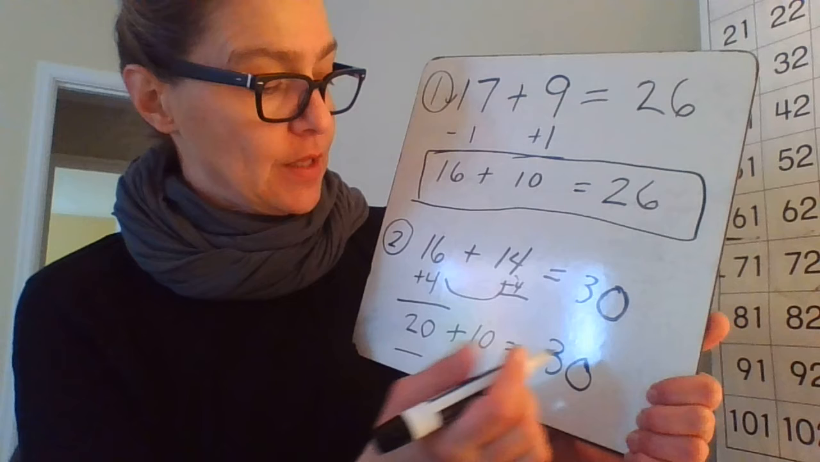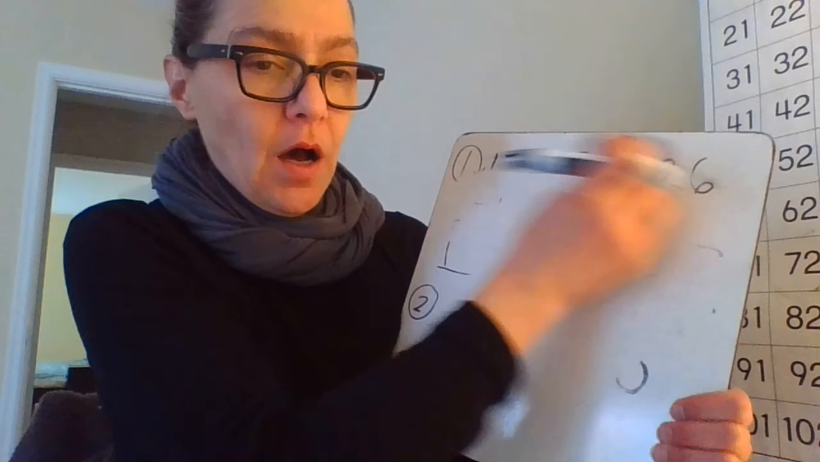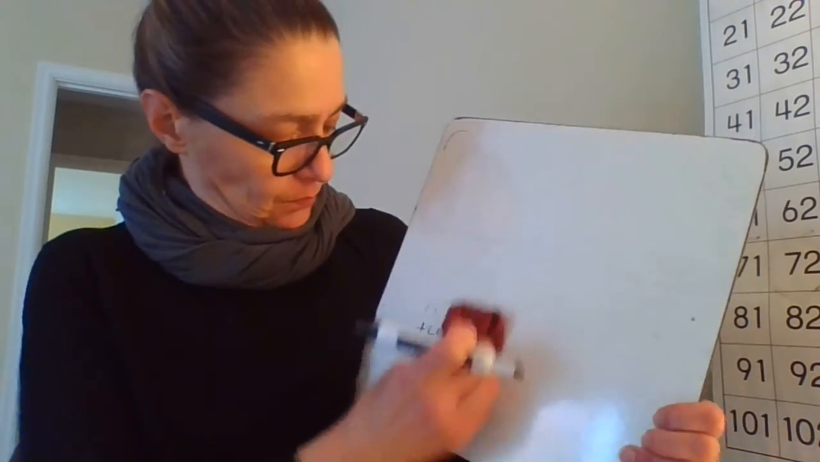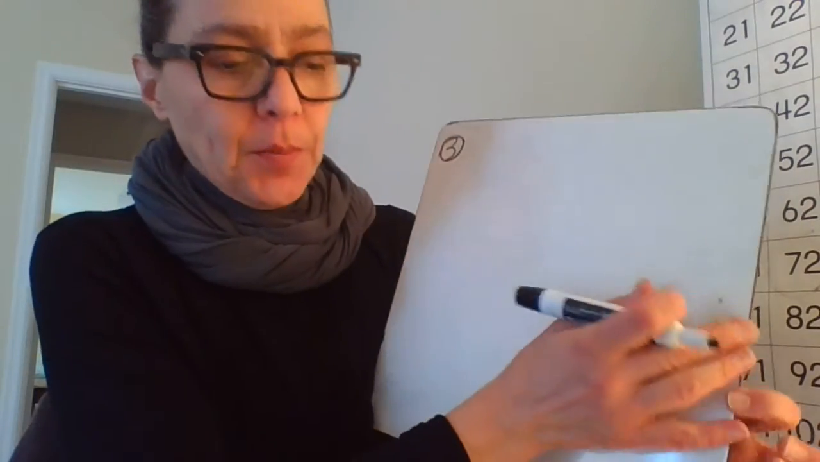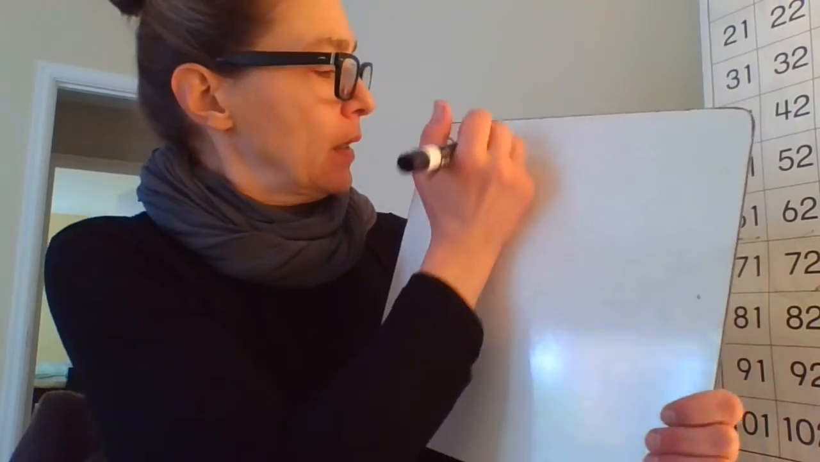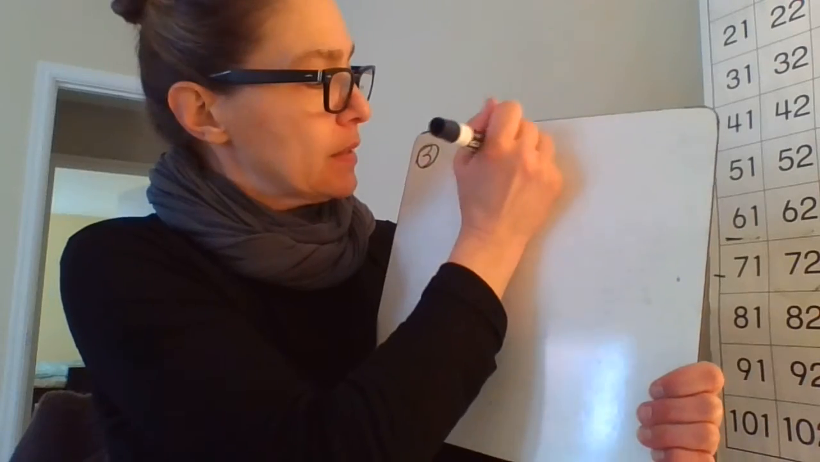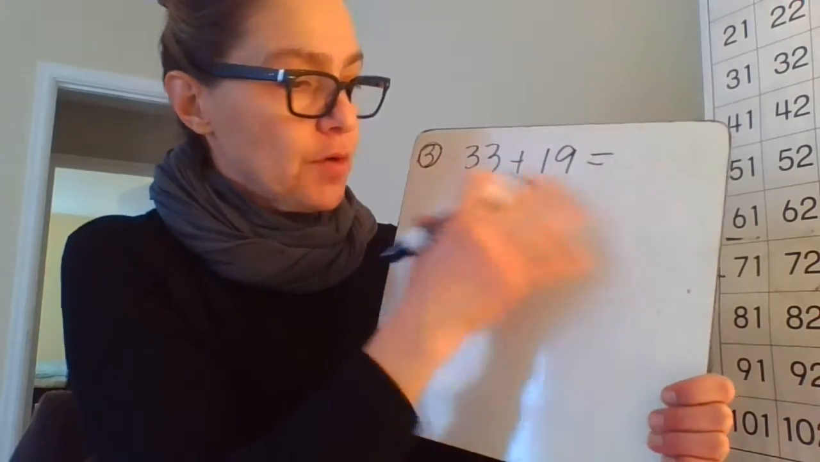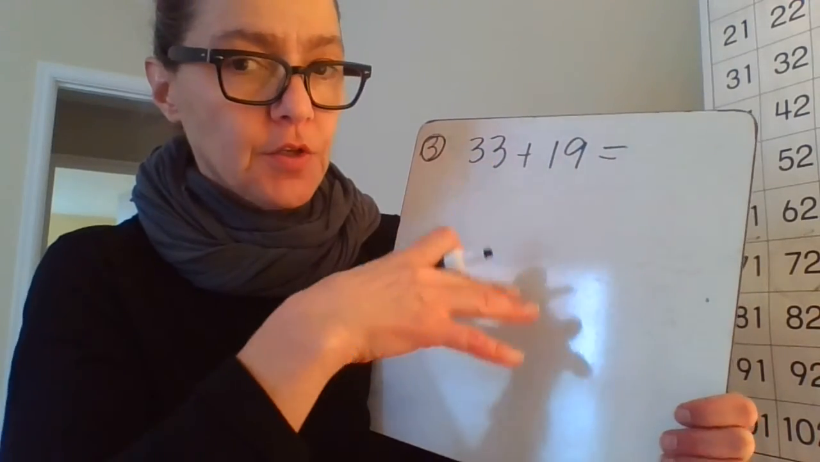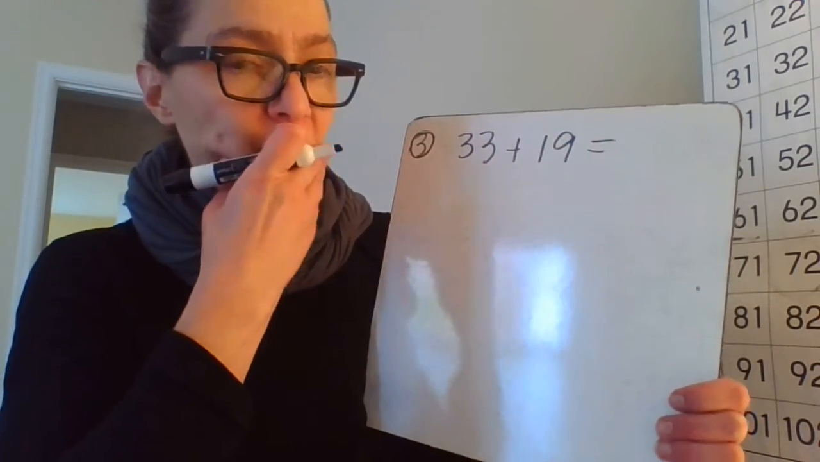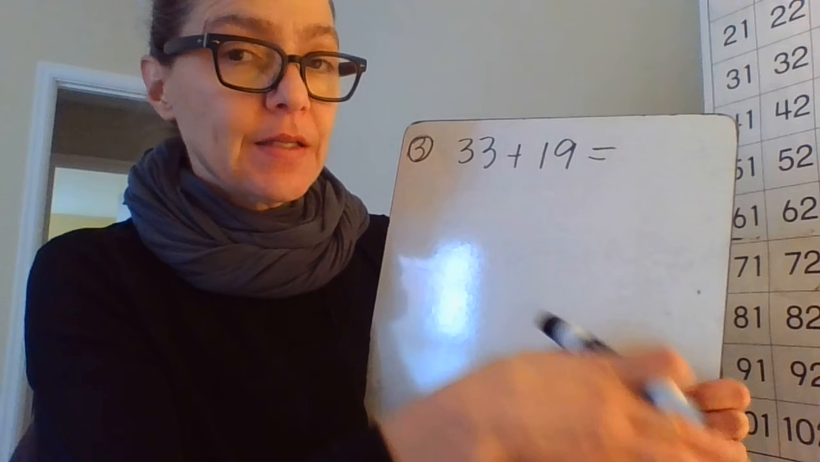Okay, so we're going to number 3 on page 107. And I'm going to help you just a little bit. 33 plus 19. Now remember, you have to show your work in the workbook. So this is how you're going to show your work. Because in the guided practice, they do it for you. But on page 107, you're supposed to do it on your own.